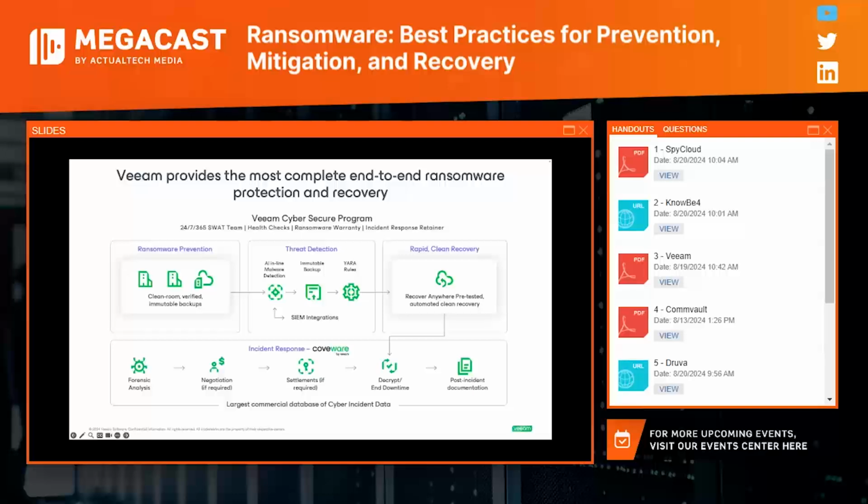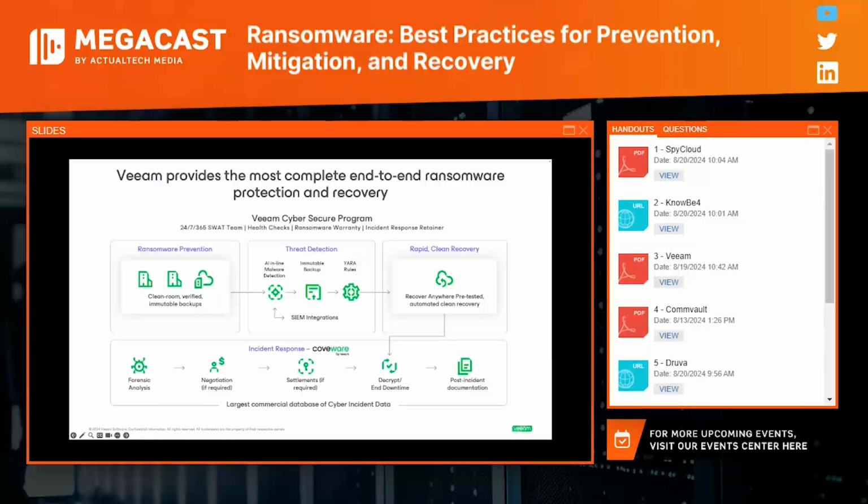So we have a cybersecurity program. We think it's important to be proactive ahead of time. That will give you training on incident response, health checks, configuration guides. You can have an incident response retainer, and there's a ransomware warranty to help you with recovery costs. Setting it up based on the recommendations in the cyber secure program will allow you to be better prepared.